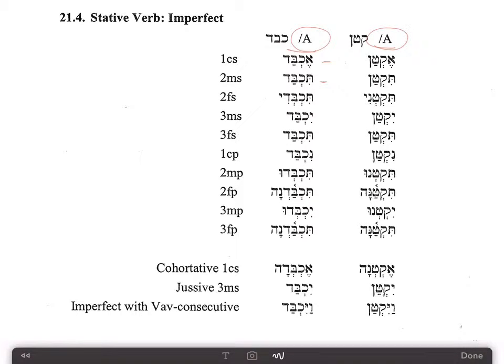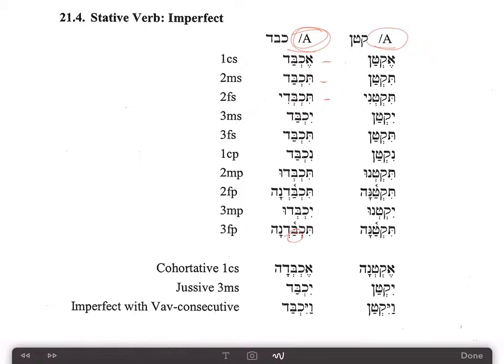Ekbad, tikbad, tikbadi. Notice the dagesh lene in the middle bigad kifat letter preceded by the absence of sound. Yikbad right on down the road, and I don't think there are any oddities here. We just need to know that the theme vowel is A, and in a stative verb, we're going to have to tell you that. Remember, our standard verbs that we learned are AO. Always make that assumption.